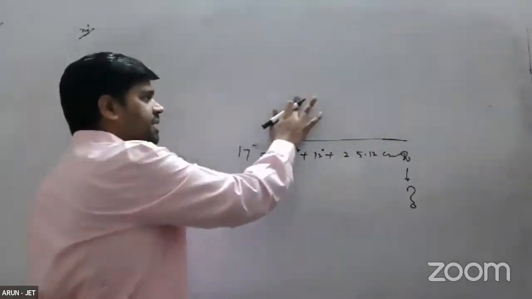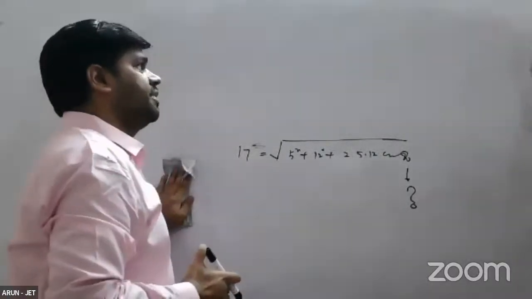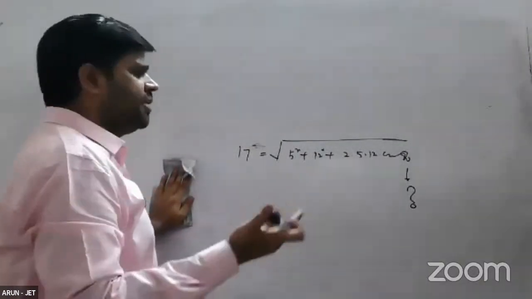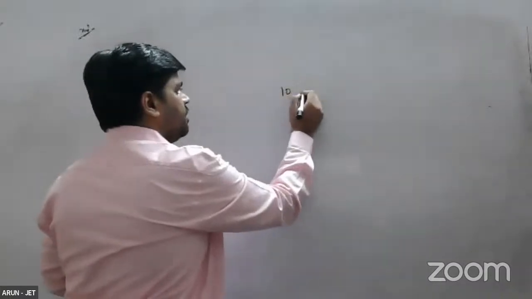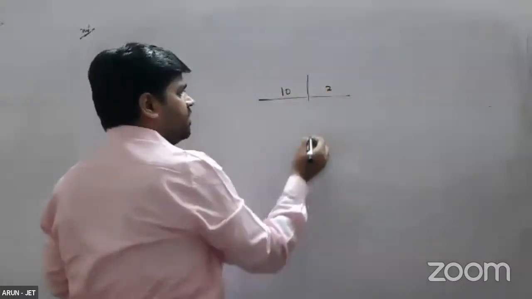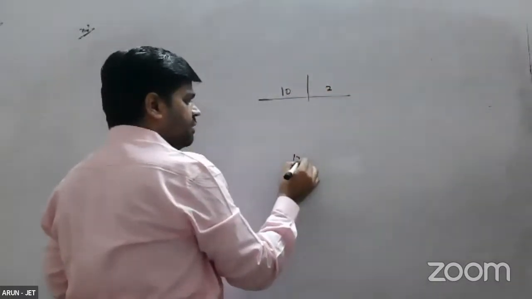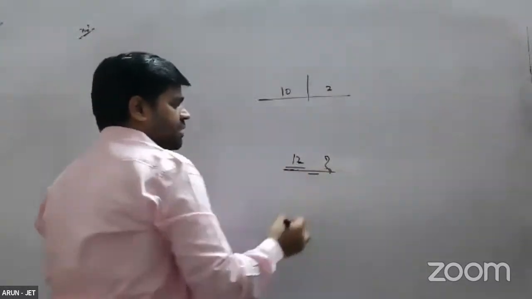Can we use other numbers than 5 or 12? Okay, we'll go for 10 and 2. I have 10 and 2 units. I want the sum to be 12. So what should be the angle?